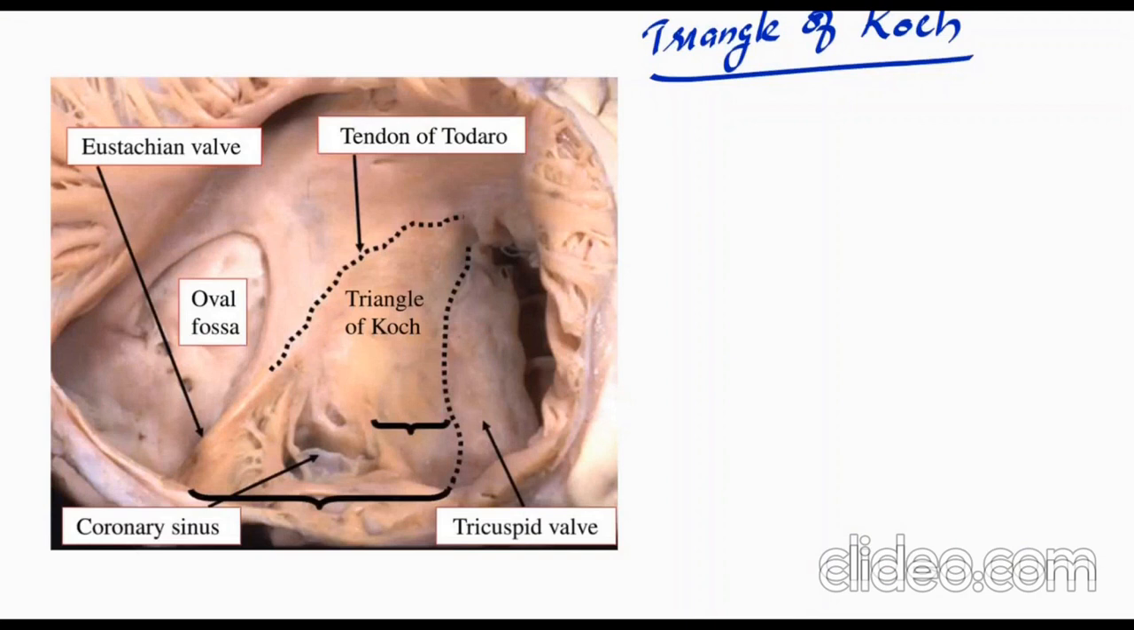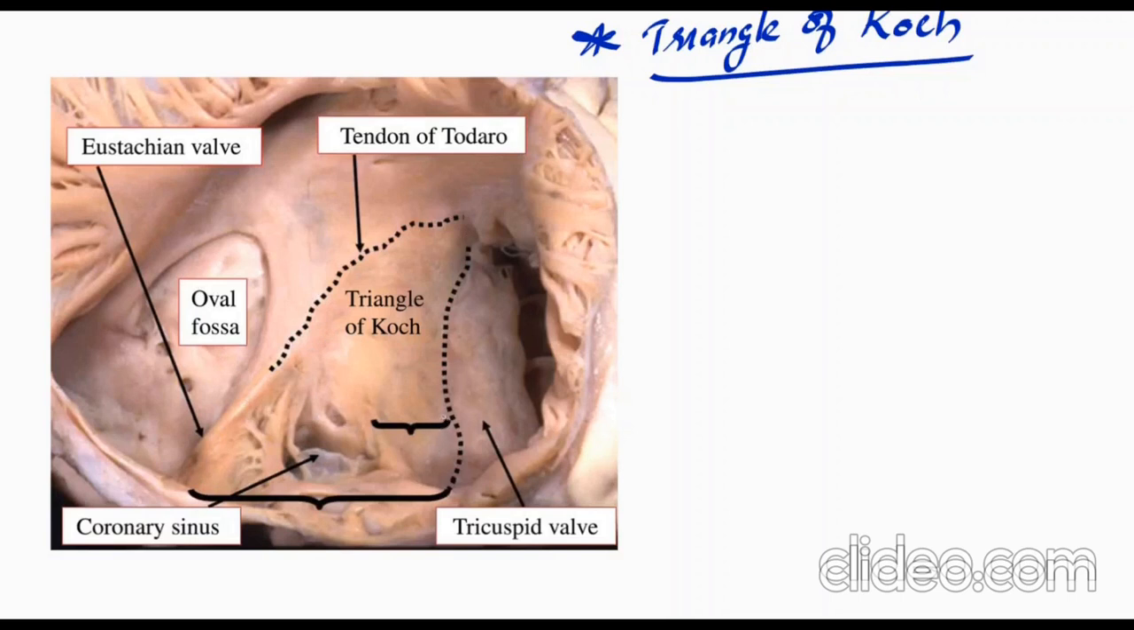Now there is a new topic that is called the triangle of Koch, usually asked in examinations. What do you mean by the triangle of Koch? The triangle of Koch is a triangular area which is bounded by three structures. Here you can see the tricuspid valve. Okay, this is the coronary sinus. And here, see the fossa ovalis. This particular area is known as the triangle of Koch.